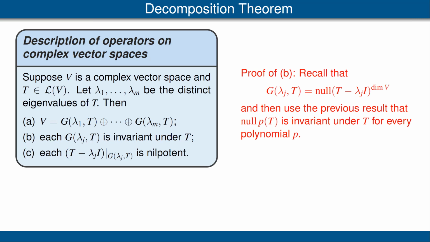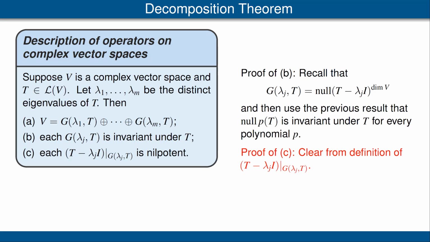We have already done much of the work needed to prove this result. Let's start with part B. The generalized eigenspace associated with an eigenvalue lambda sub j is the null space of T minus lambda sub j I raised to the power dimension V. That's the null space of P of T, where P is the polynomial P of z equals z minus lambda sub j raised to the power dimension of V. But we already proved that the null space of P of T is invariant under T for every polynomial P, and that immediately gives the desired proof of B. The proof of C follows immediately from the definition of the generalized eigenspace G of lambda sub j, T. Pause the video for a moment and make sure you see why that's true.